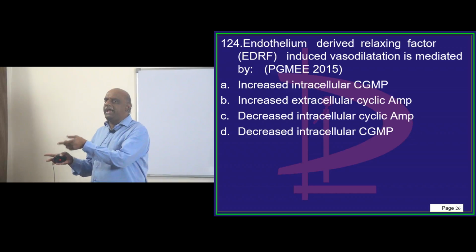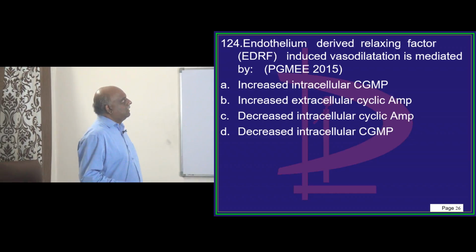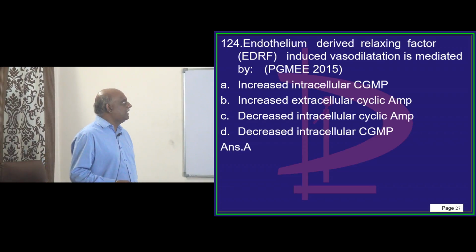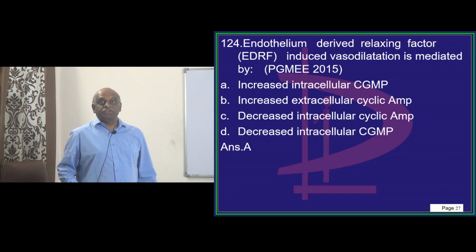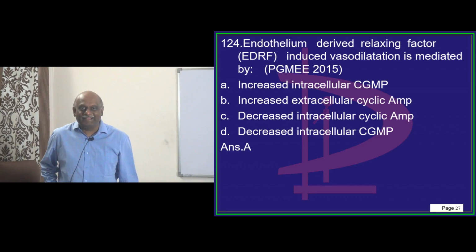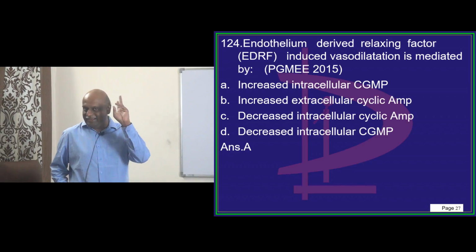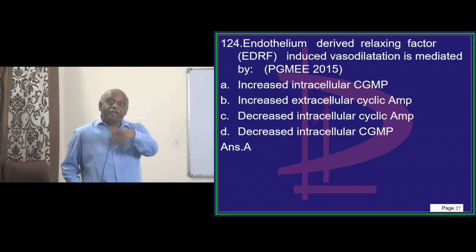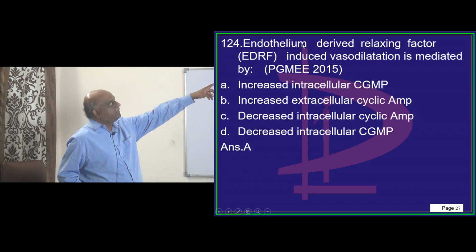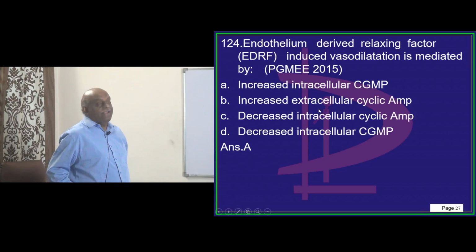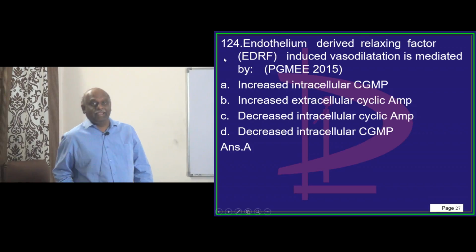Endothelium derived relaxing factor. How does it lead to vasodilatation? What is the secondary messenger is the examiner's question. Cyclic GMP. Nitrous oxide, ANP, BMP, nitrous oxide and all use cyclic GMP. So nitrous oxide is the one which is associated with EDRF. Sildenafil, cyclic GMP, you should remember.